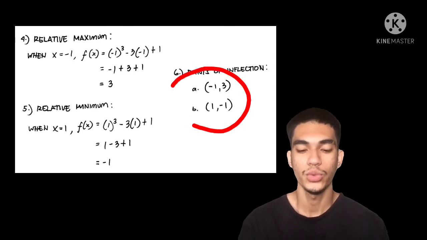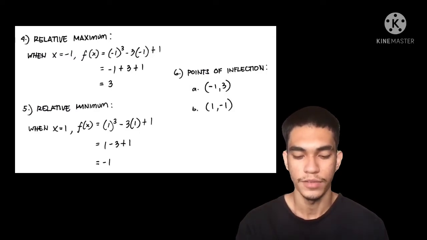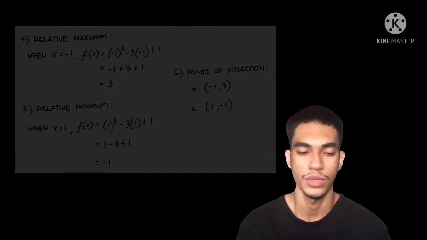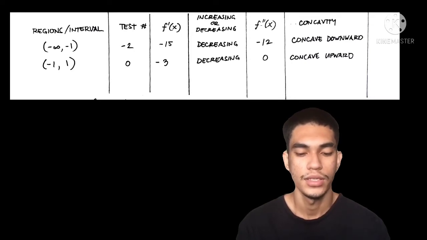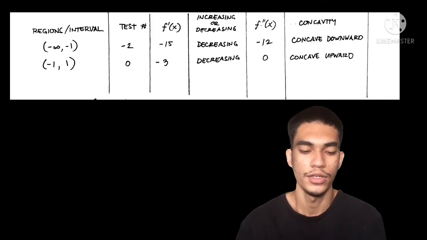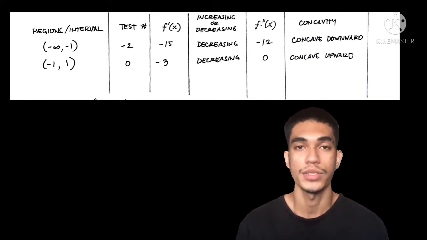So now we have 2 points: A, where x is -1 and y is 3, and for B, x is 1 and y is -1. Now next, we need to get our regions and intervals. So we start first with -infinity to our first critical number, which is -1. And then from -1, we proceed to our second critical number, which is 1.